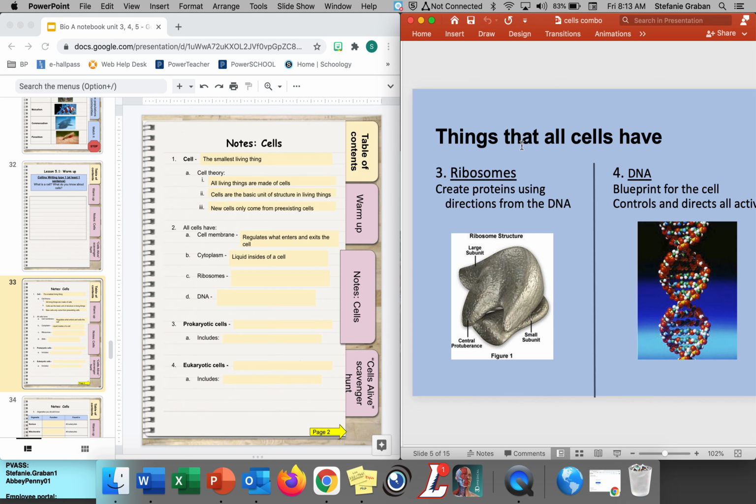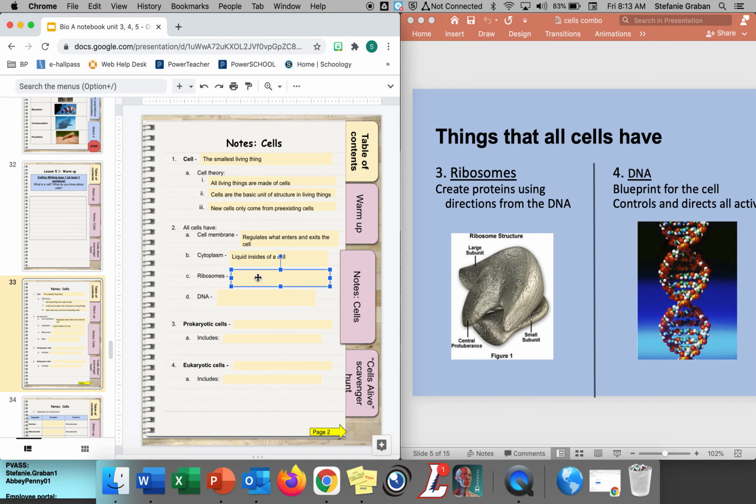Ribosomes. We'll talk more about ribosomes in a minute. Because technically ribosomes are just bunches of molecules, but they have a super important job in that they create proteins. And proteins will do all the things for our cells. So ribosomes are pretty important because proteins are super important.